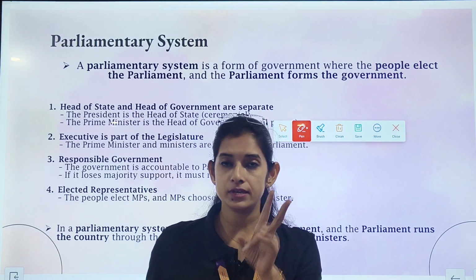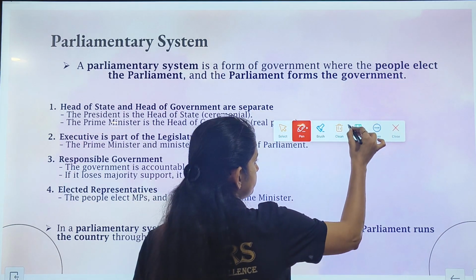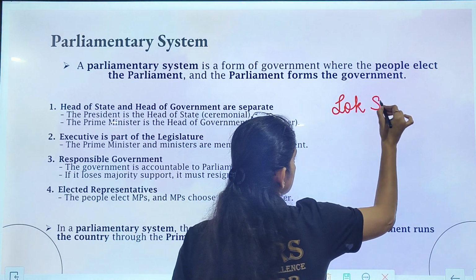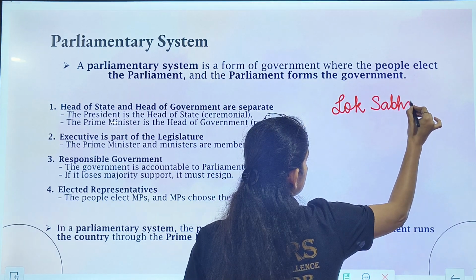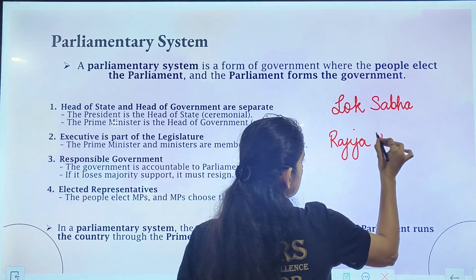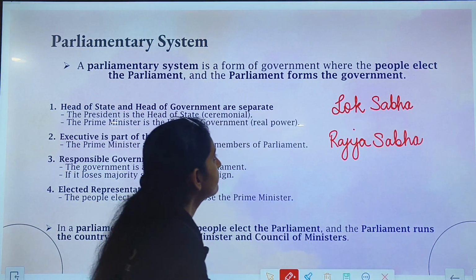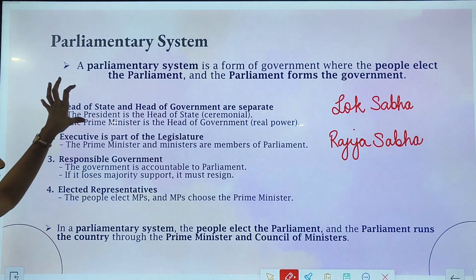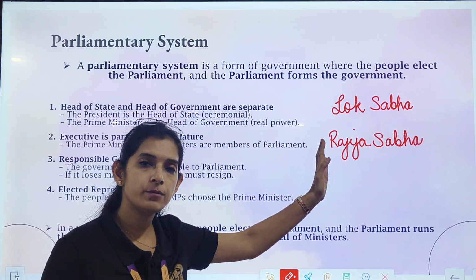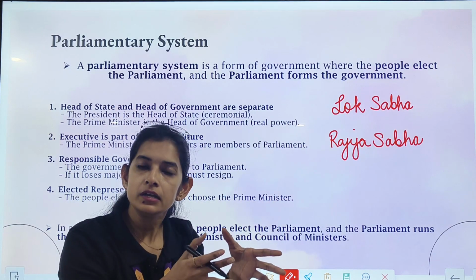The parliament is also divided into two parts. The lower house is known as the Lok Sabha, and the upper house is known as the Rajya Sabha. Clear, my dear? So, the Lok Sabha is the lower house, the Rajya Sabha is the upper house, and both the houses together make up the parliament of our country.